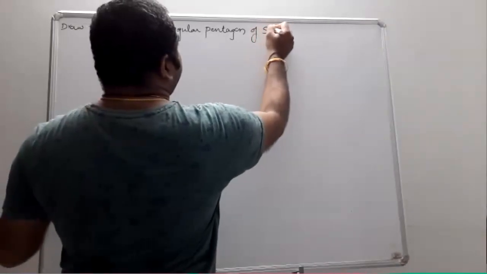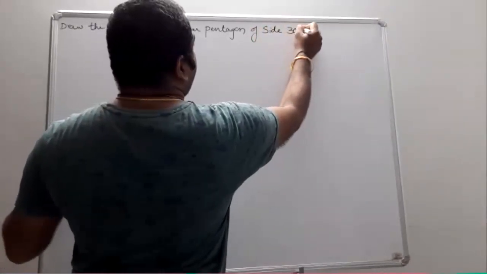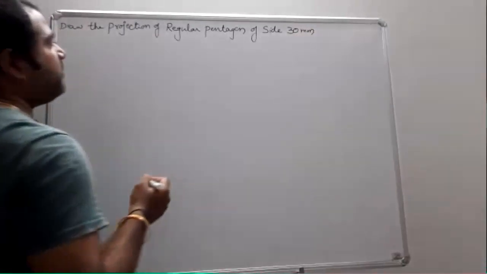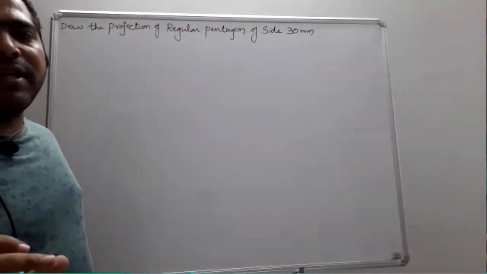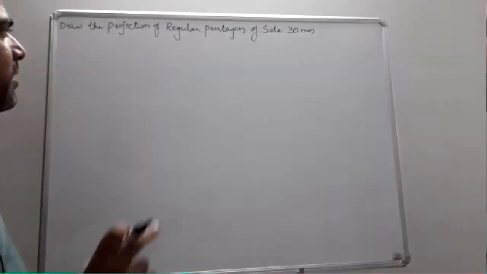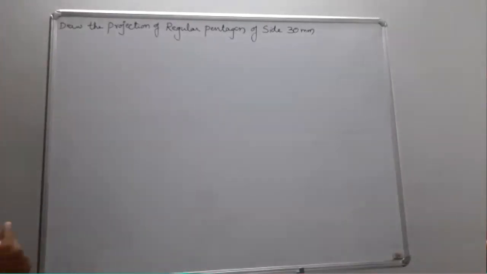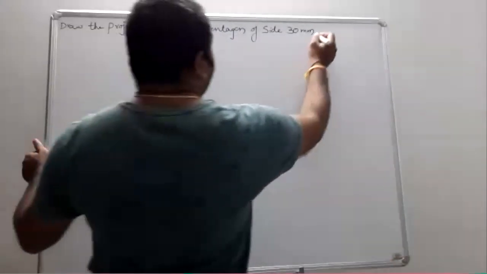Of side 30. So what is the difference between general pentagon and regular pentagon? Regular pentagon means all sides are of same dimensions. Okay, that is of side 30, having one of its side in HP.